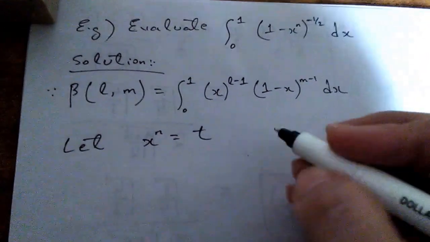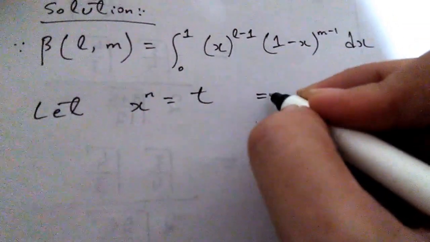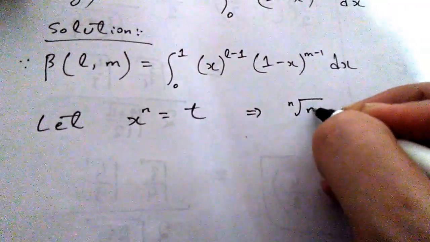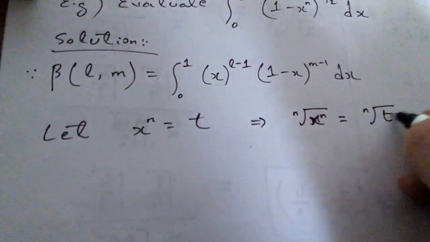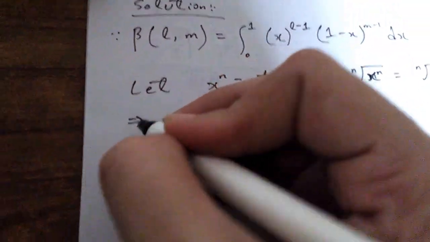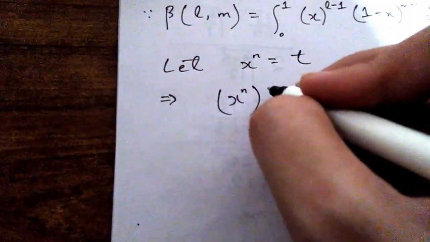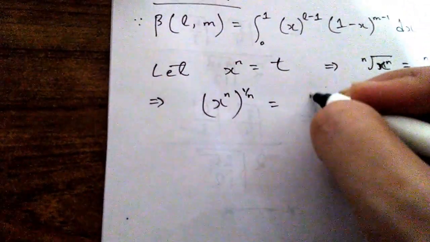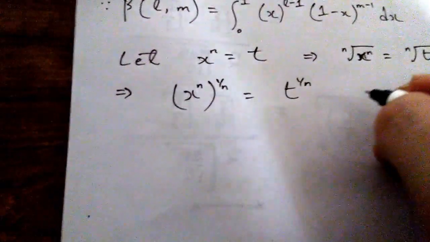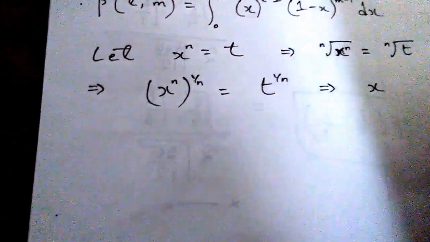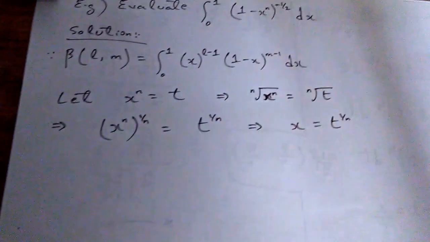Okay, so once you take the nth root at both sides, when you remove the radical of the nth root, you are going to get this t power 1 by n. These two powers are getting overlapped, they are going to vanish. Just x is left having power 1 and is equal to t power 1 upon n. Okay, that's it.